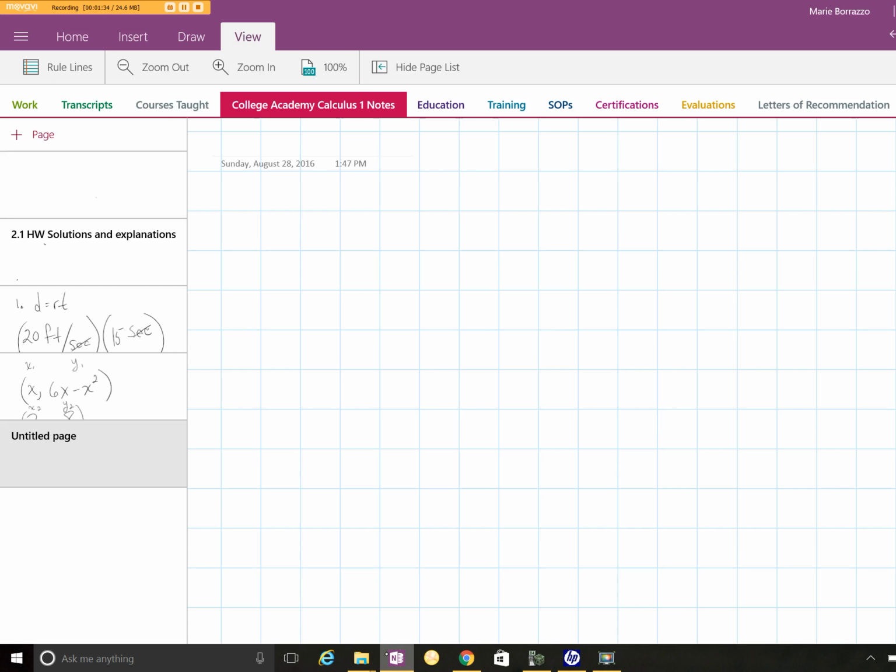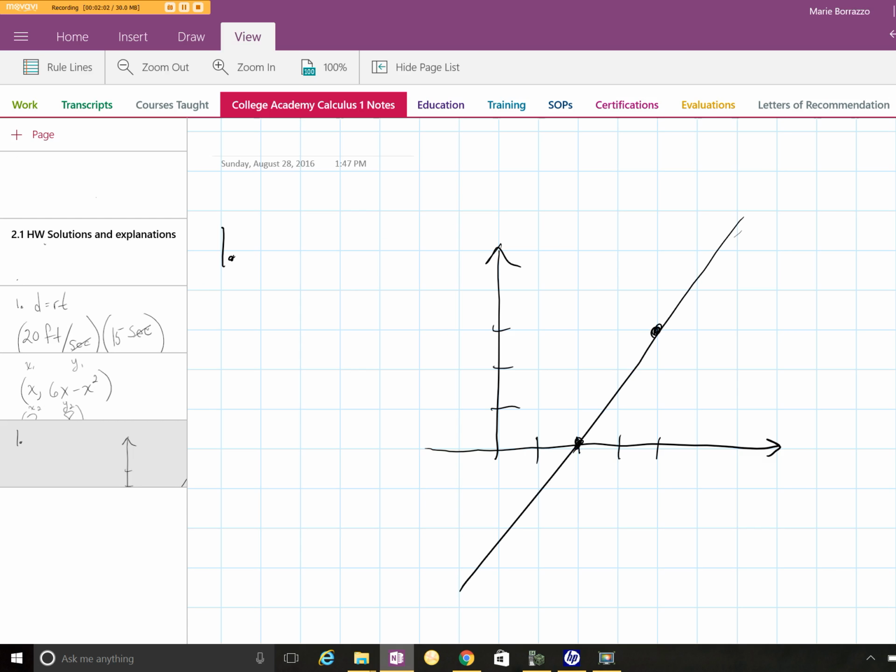Okay, so we're looking at this diagram here. This is question number 1. We know that it goes through (4, 3), so 1, 2, 3, 4, and up 1, 2, 3. So we definitely know we're at this point, and it definitely goes through (2, 0). So we'll draw a straight line through here, and this is what it looks like.